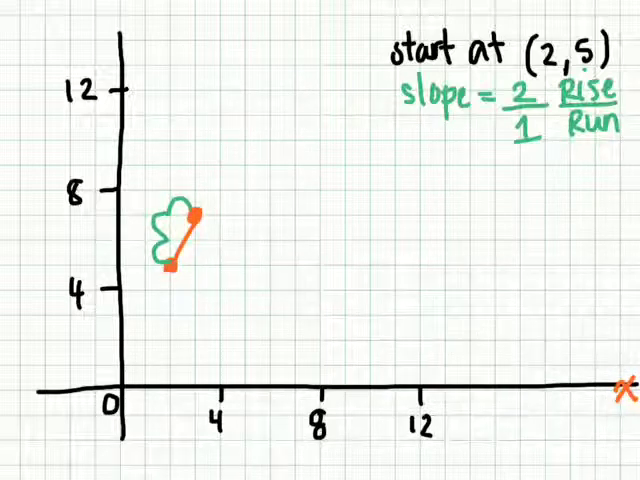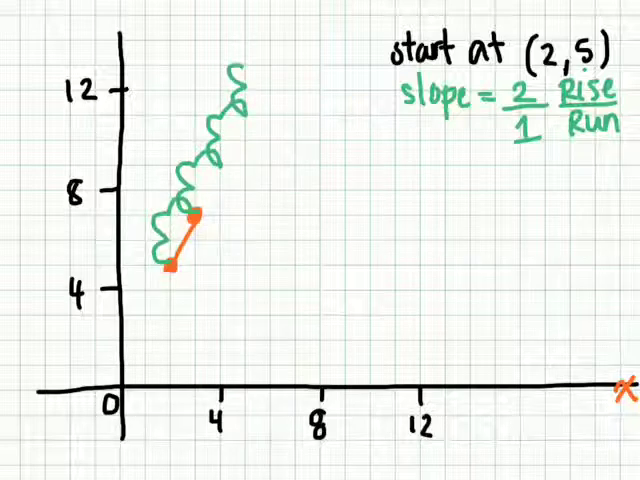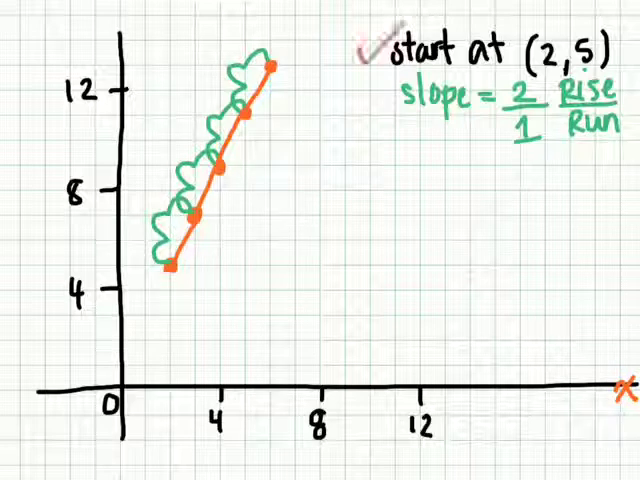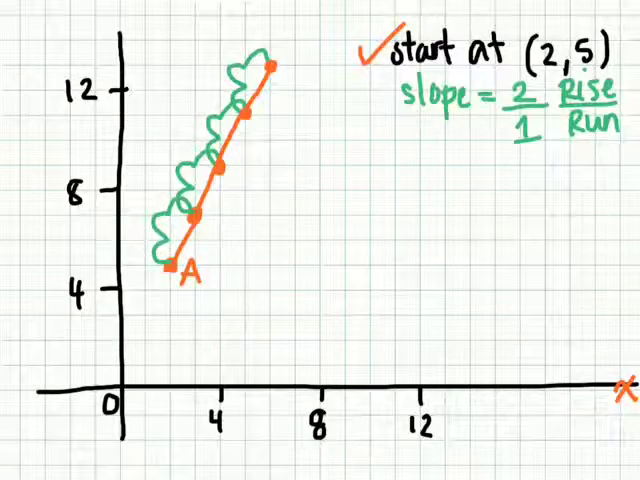I'm drawing my line. Let's extend it. Draw another point. Up 2, right 1. Up 2, right 1. I can keep going. Up 2, right 1. And I'm going to draw the points, and then I can connect the points and draw my line. So did I start at 2, 5? Yes, here's the starting point. Does each segment have a slope of 2 over 1? Yes. So we've drawn the line properly.